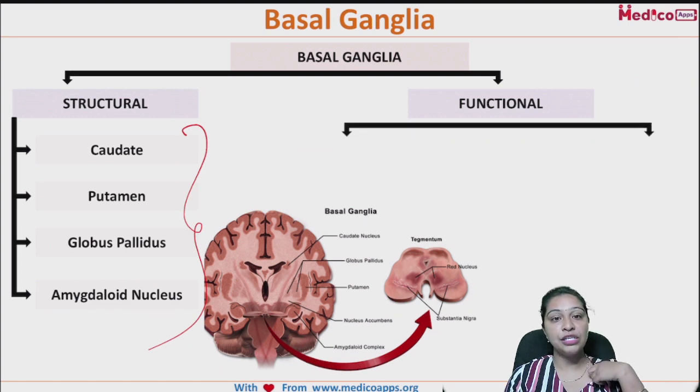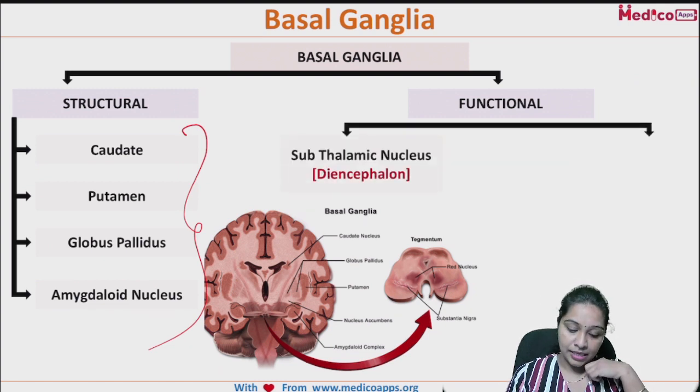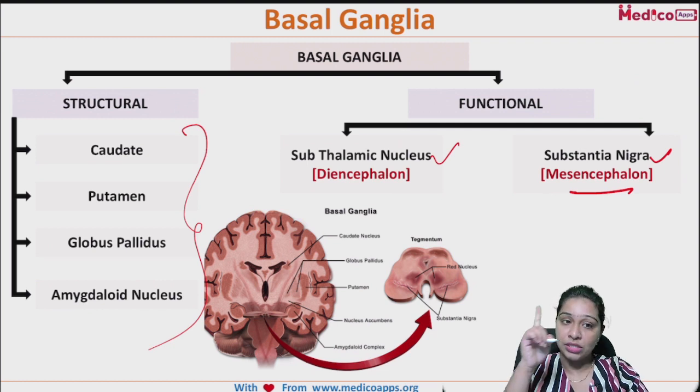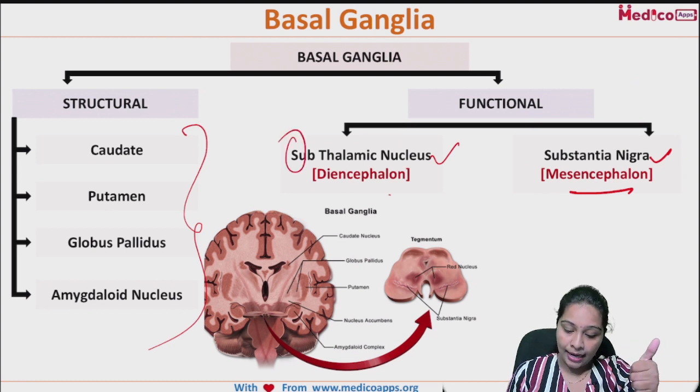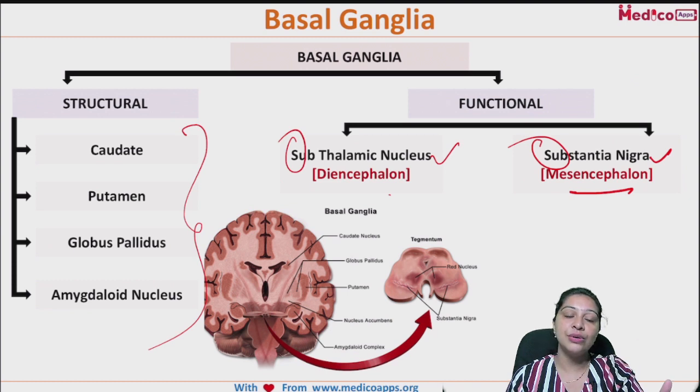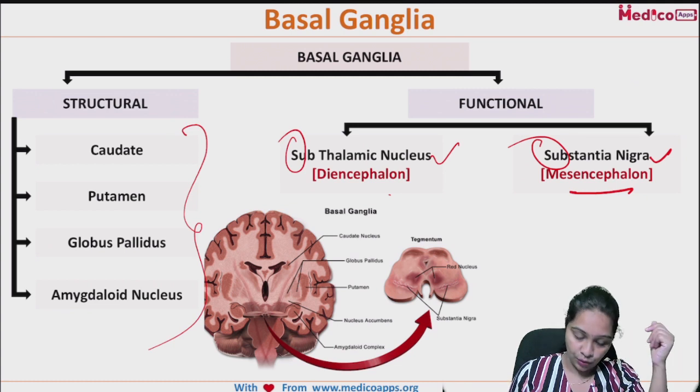The functional nuclei include the subthalamic nucleus, which is present in the diencephalon, and the substantia nigra, which is present in the mesencephalon. So the functional nuclei both start with an S: the subthalamic nucleus and the substantia nigra. Structural nuclei do not start with S: caudate, putamen, globus pallidus, and the amygdaloid nucleus.